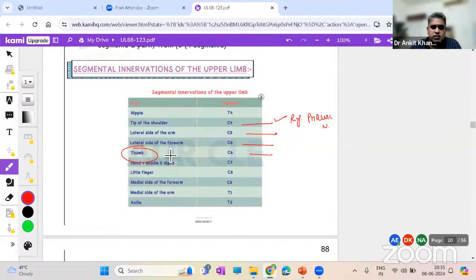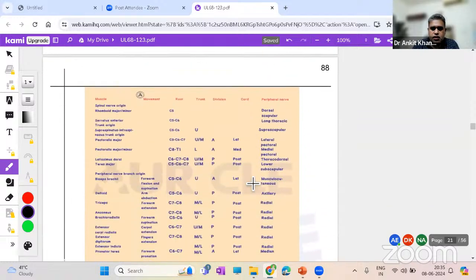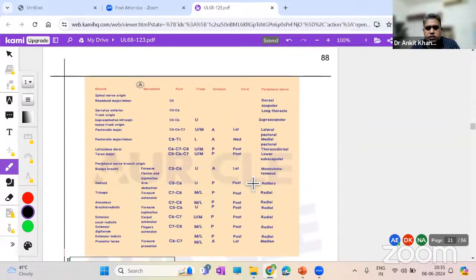So thumb is C6, remember, and little finger is C8, remember. So between thumb and little finger, you have the C7 area. Then you come to the medial side of forearm, you have C8, T1. So it is going like this. If you remember, as I told already, this is the lateral aspect, that's the medial aspect. This is C5, as you go down C6, C7, C8, T1, as you go above T2. It's going like this. Axilla, you have T2. Very important, right?